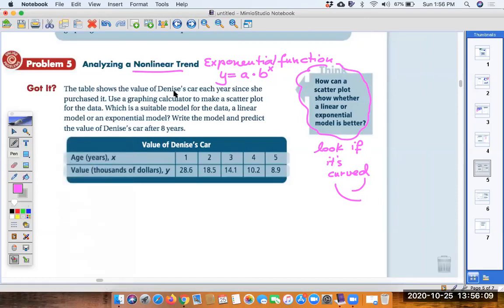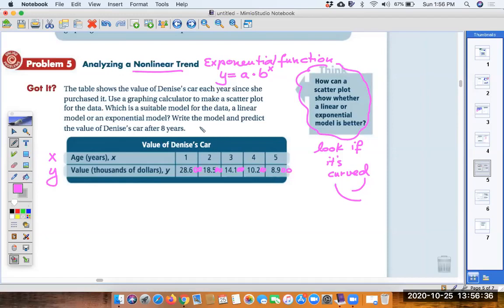The table shows the value of Denise's car each year since she purchased it. So the age of the car is 1 year, 2 years, 3 years, 4 years, 5, and y is the value in thousands of dollars. So this means $28,600, $18,500. You're adding 3 zeros each time. That's what that thousands means.